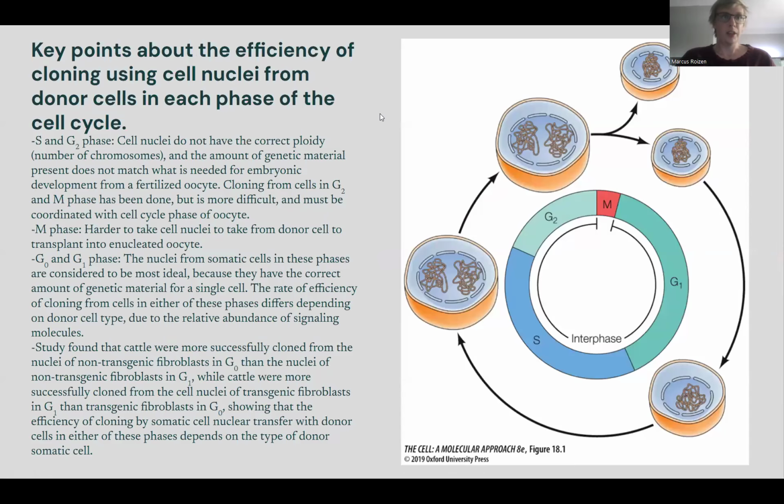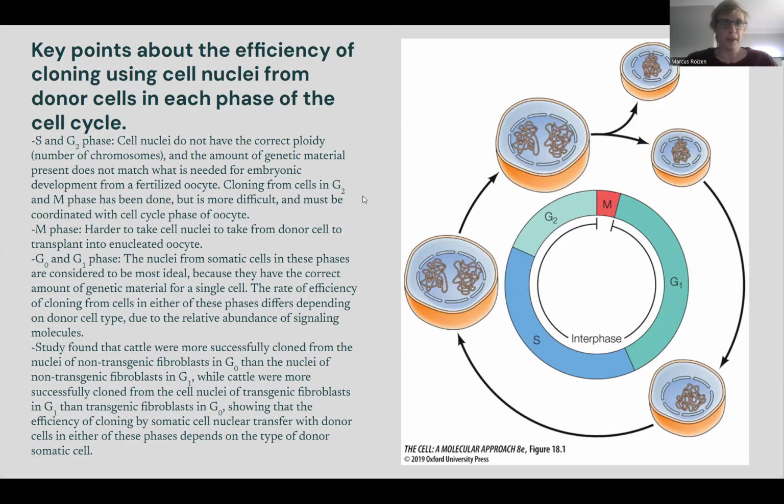Key points about the efficiency of cloning using cell nuclei from donor cells in each phase of the cell cycle. As you can see in this diagram here, the nuclei in S phase and G2 phase have double the amount of gene material present in G0, which would have been here, and G1.